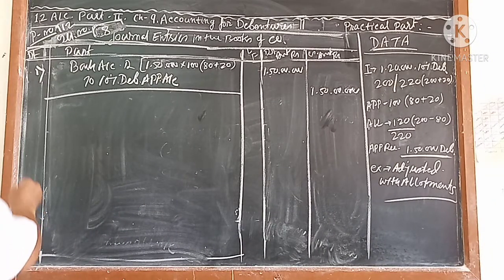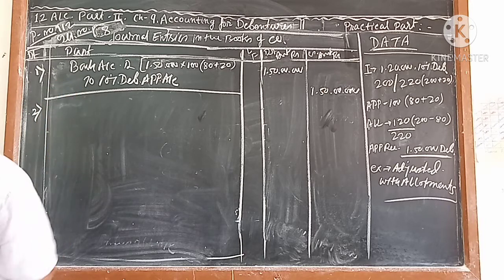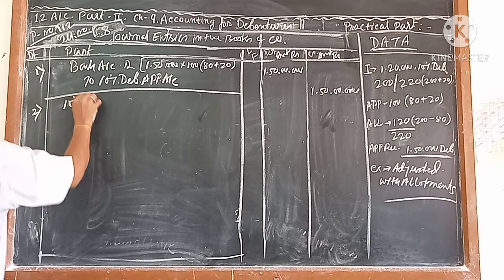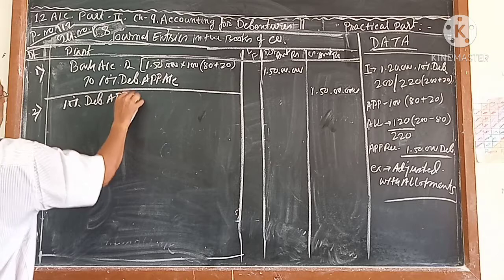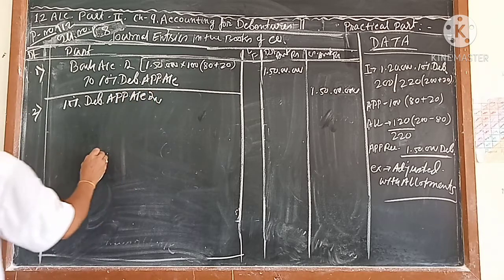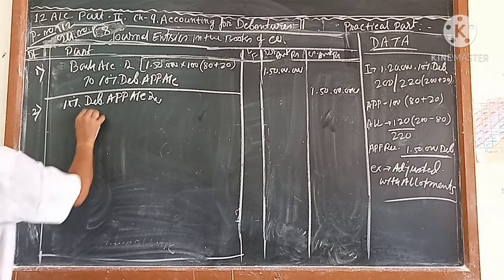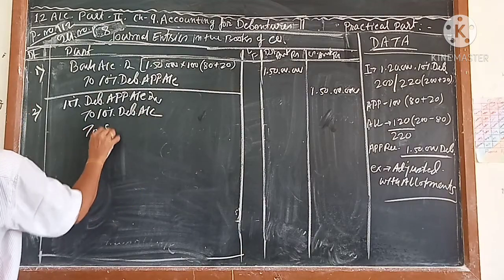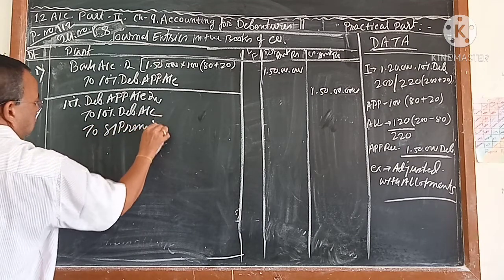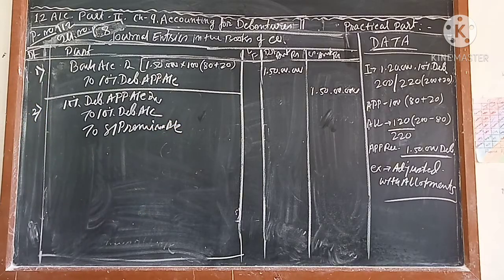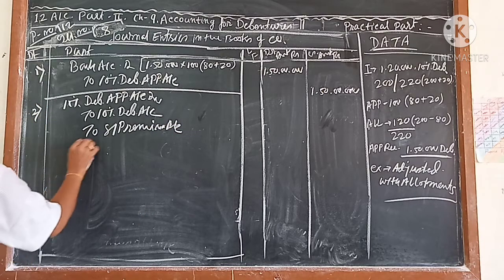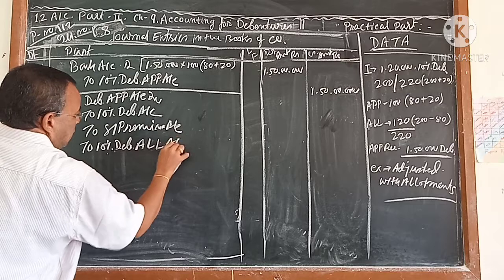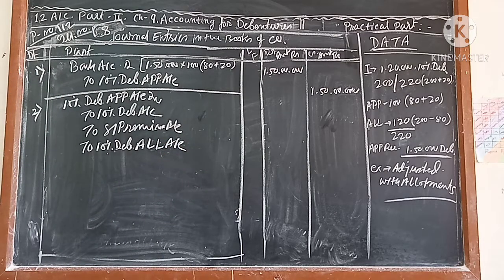Understand? Next, we are going to pass the second journal. The debenture application money we are going to transfer. 10% debenture application account debit, to securities premium account and to 10% debenture allotment account. I will explain it. You follow that one. What is this?